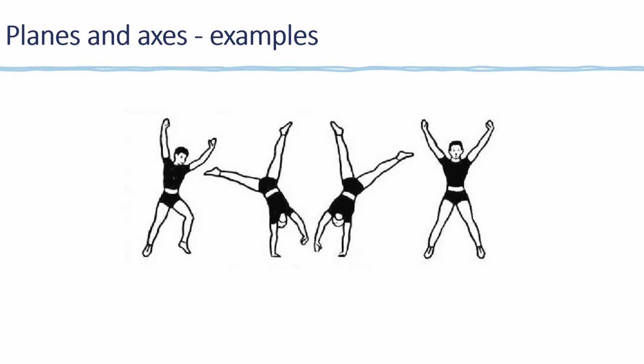So in this case, we have a cartwheel. What do you think is the plane of motion, and about which axis is this motion occurring? So feel free to pause the video, write down your answer, and okay, so this is the cartwheel happening in the frontal plane about the sagittal or anterior-posterior axis.